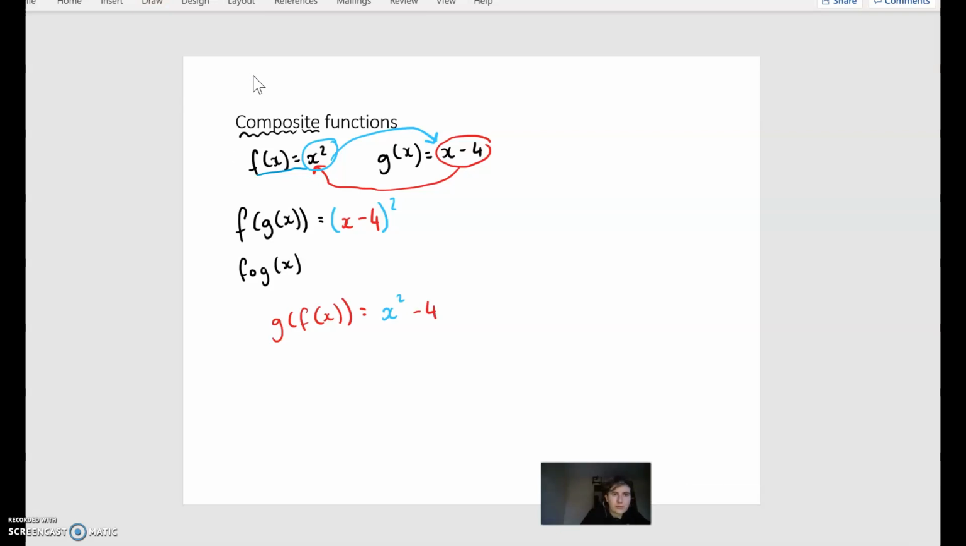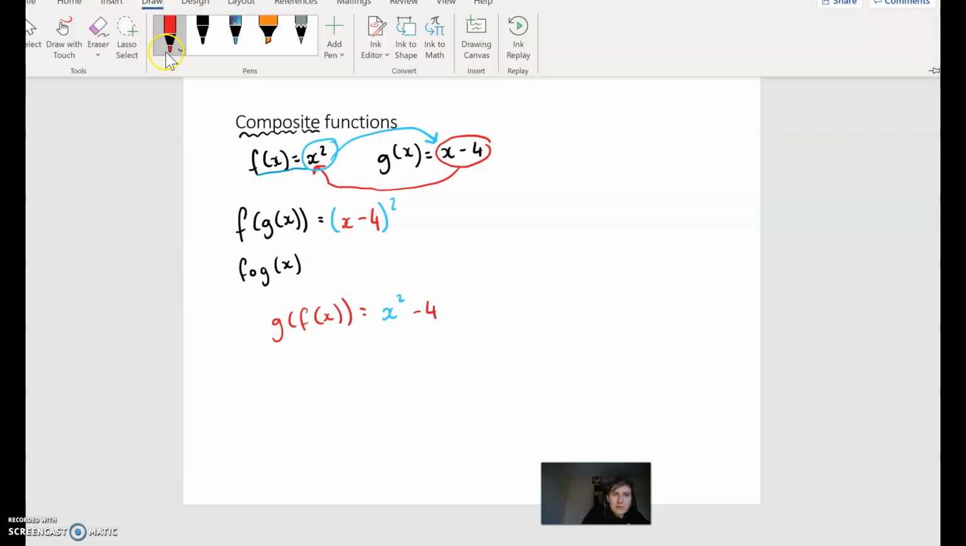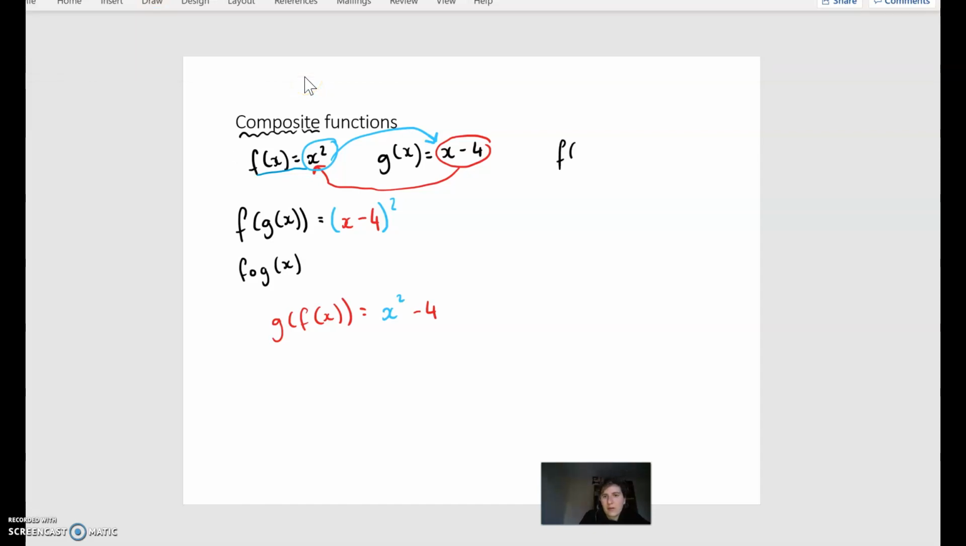Okay, cool. All right, we'll do another one. The next one we're going to look at, we're going to say f of x equals x cubed, and g of x equals x squared minus 1. Again we're taking f of g of x, so we're taking g of x and putting it inside f of x. So we're replacing the x with x squared minus 1, so that's then going to become x squared minus 1 cubed, like that.